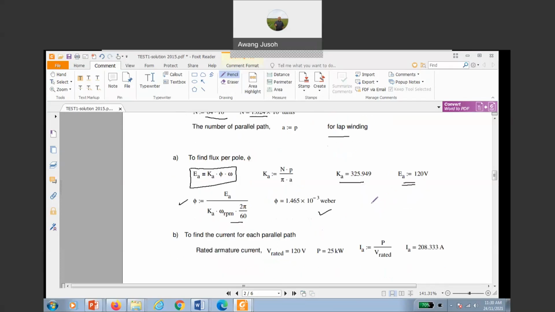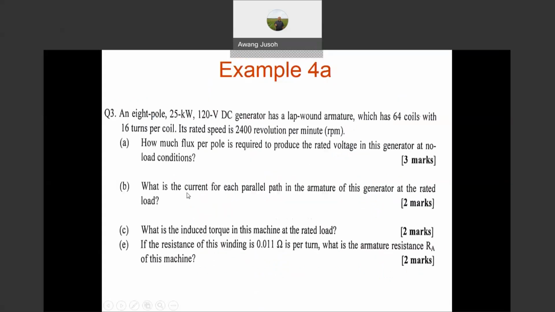Okay, next, the second one, they ask us to find the current in each path. What is the current for each parallel path in the armature for the generator at rated load? So they ask us to find the current in each path now. How much is the current in each path?